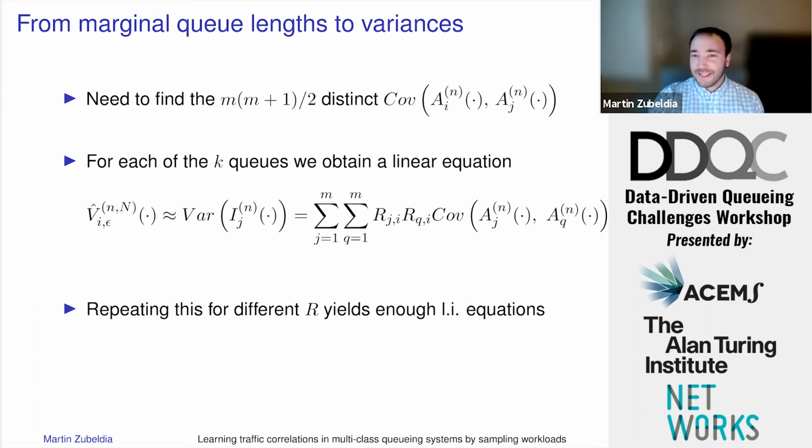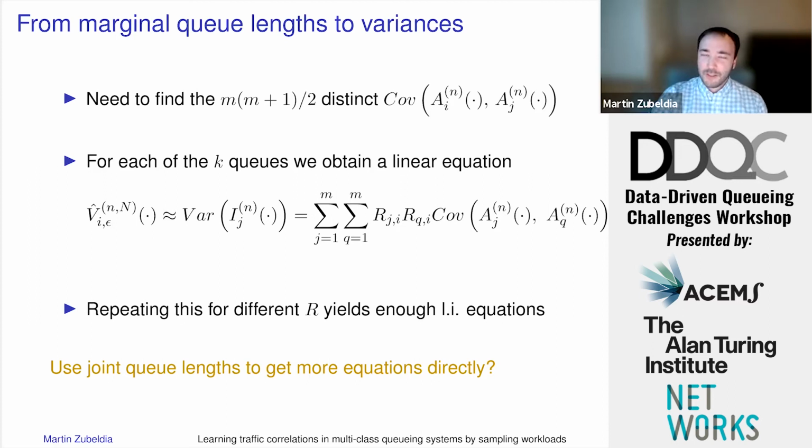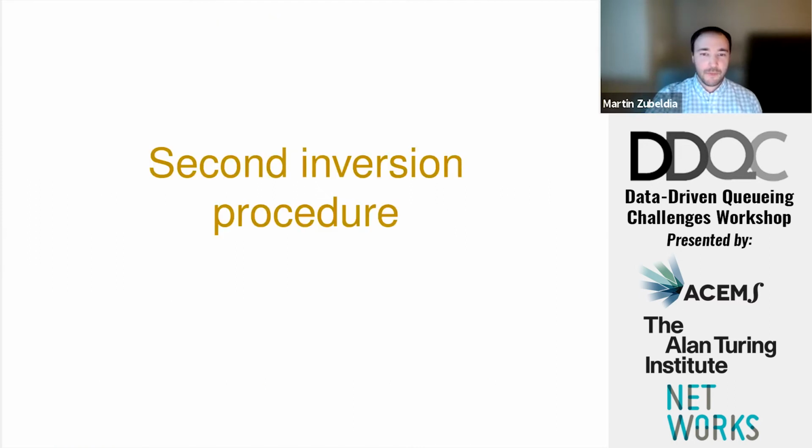So this is a valid inversion procedure. But we only use marginal distributions, which is okay, but could we use the joint Q length to get more equations directly, instead of just getting one equation for each Q? And yes, we can do it, but it's a little bit tricky when you get into more than one dimension. But this yields a completely new second inversion procedure.